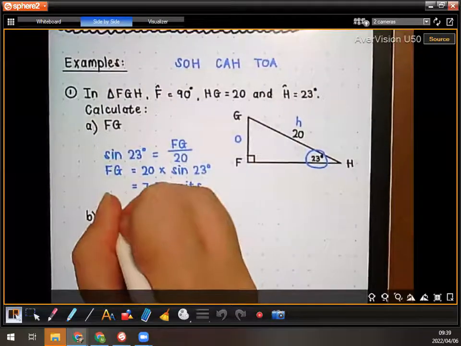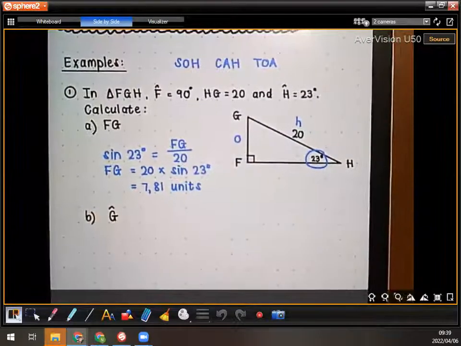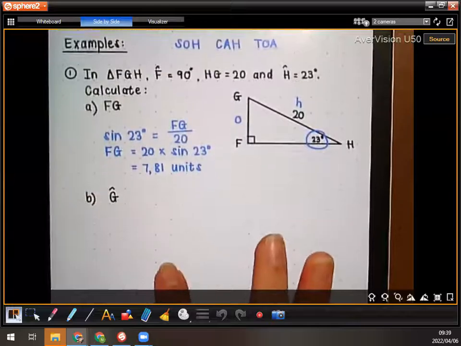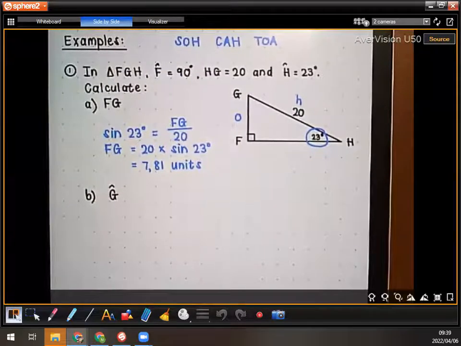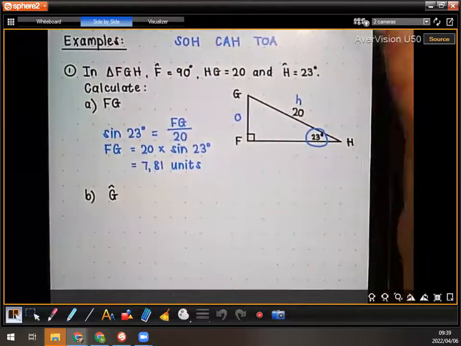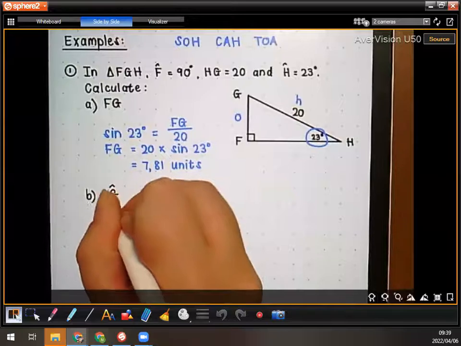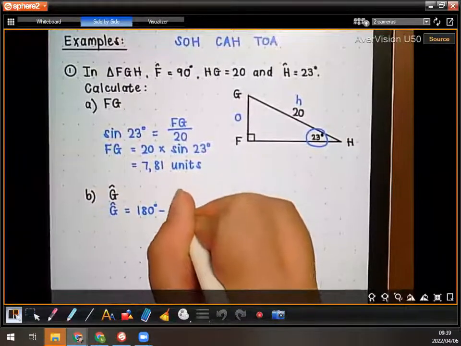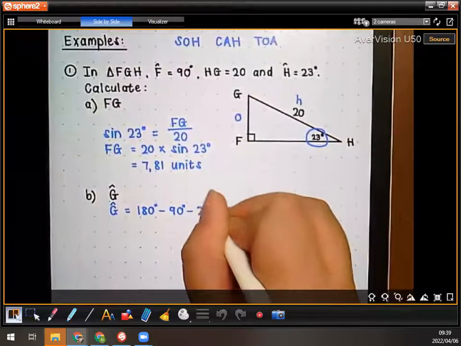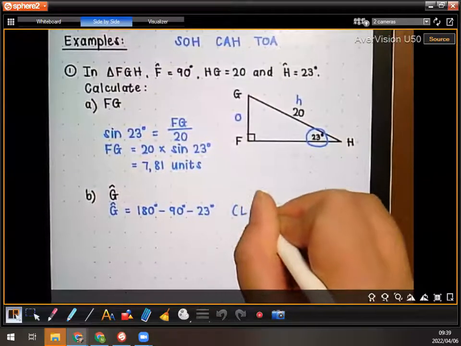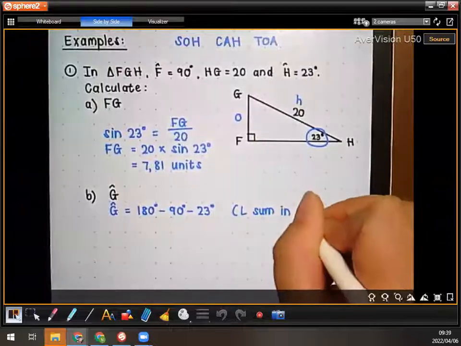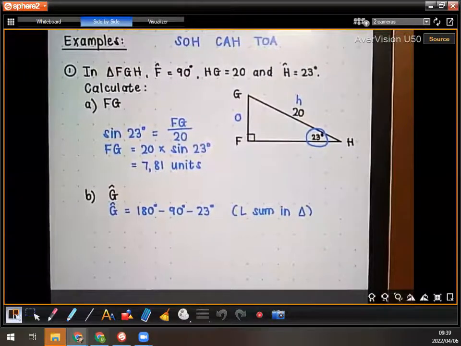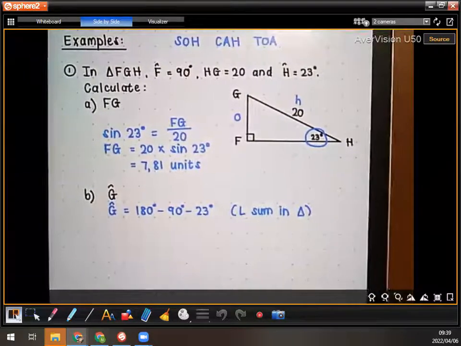Okay, let's find angle G. That is the next question. How can I find angle G? Do I need to use any funny tricks? No, it's the same triangle. Let's do that: 180 minus 90 minus 23 degrees. Remember your reason, please, guys. Angle sum in triangle. What's that? 67. 67, yeah.